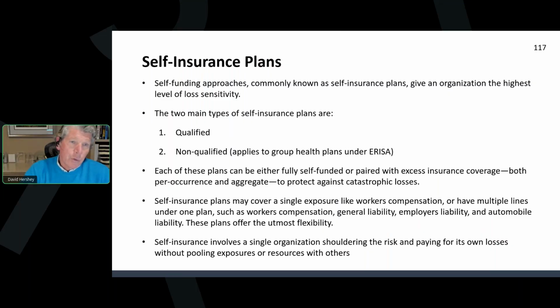So two main types, qualified and non-qualified, right? My department almost never gets involved with non-qualified. Those are HR people. Now, the qualified plans are statutory coverage: workers' comp, auto liability, and, depending on the arrangement, general liability. Each of these plans can be either fully self-funded or paired with excess insurance coverage, both per occurrence and aggregate, to protect against catastrophic losses.